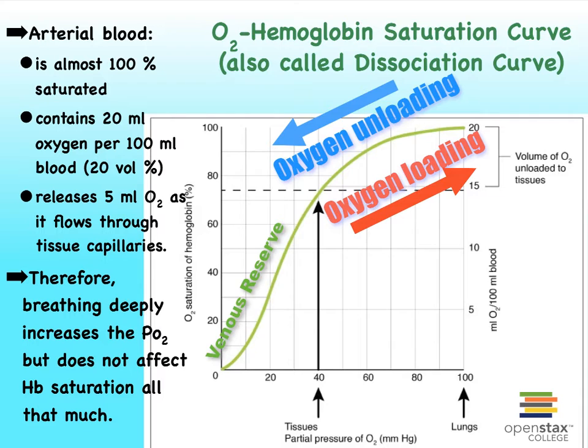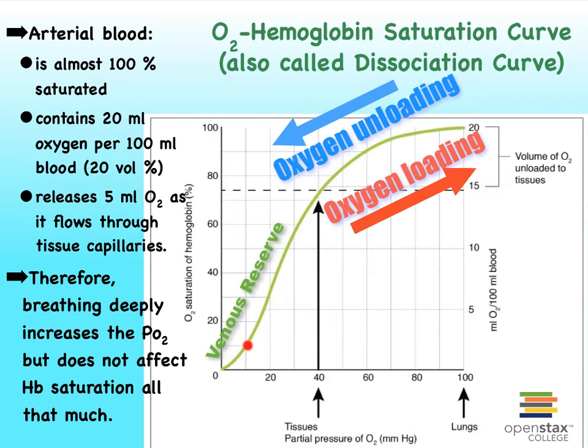When our tissues become metabolically very active, we may require more oxygen for these tissues, to where our partial pressure drops further, and that's no problem because we still have plenty of oxygen attached to hemoglobin. So there are two ways of looking at this graph.